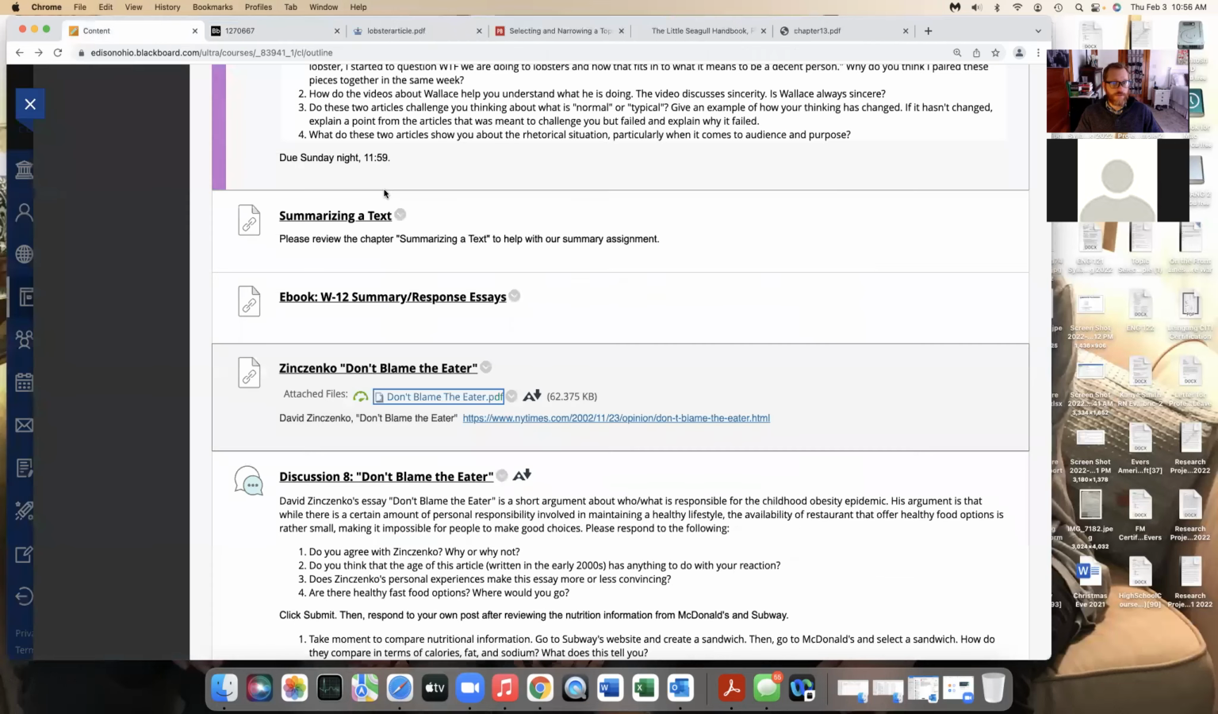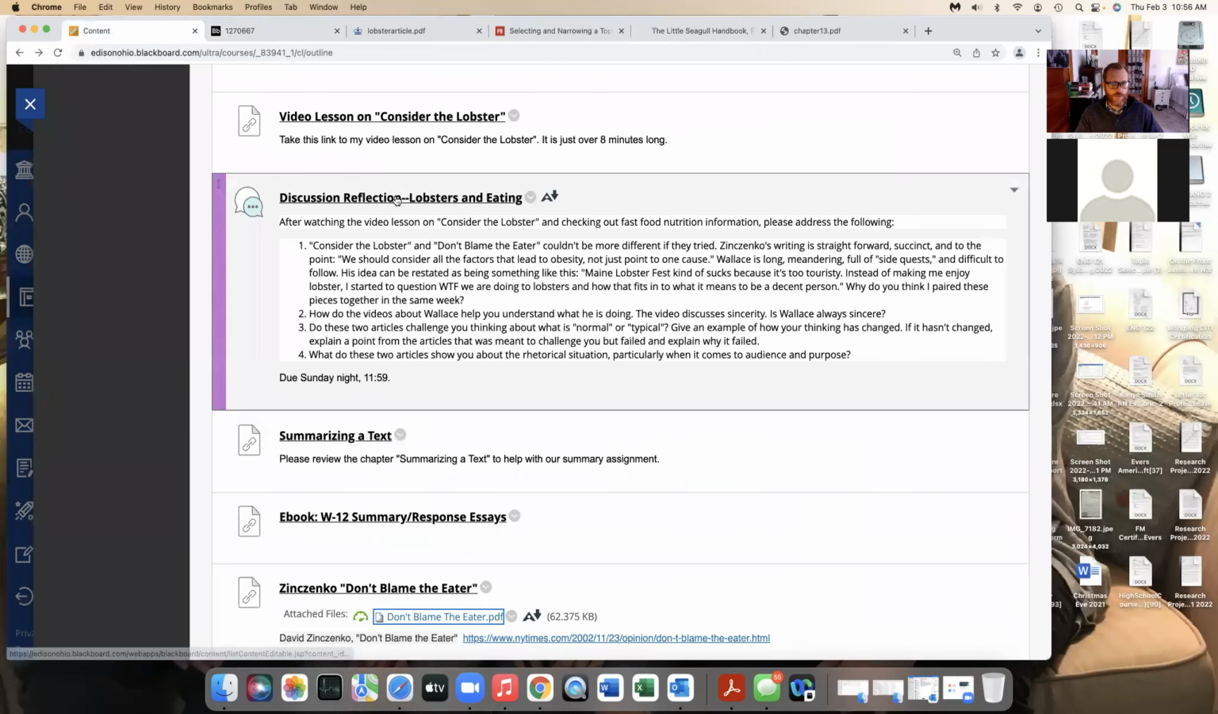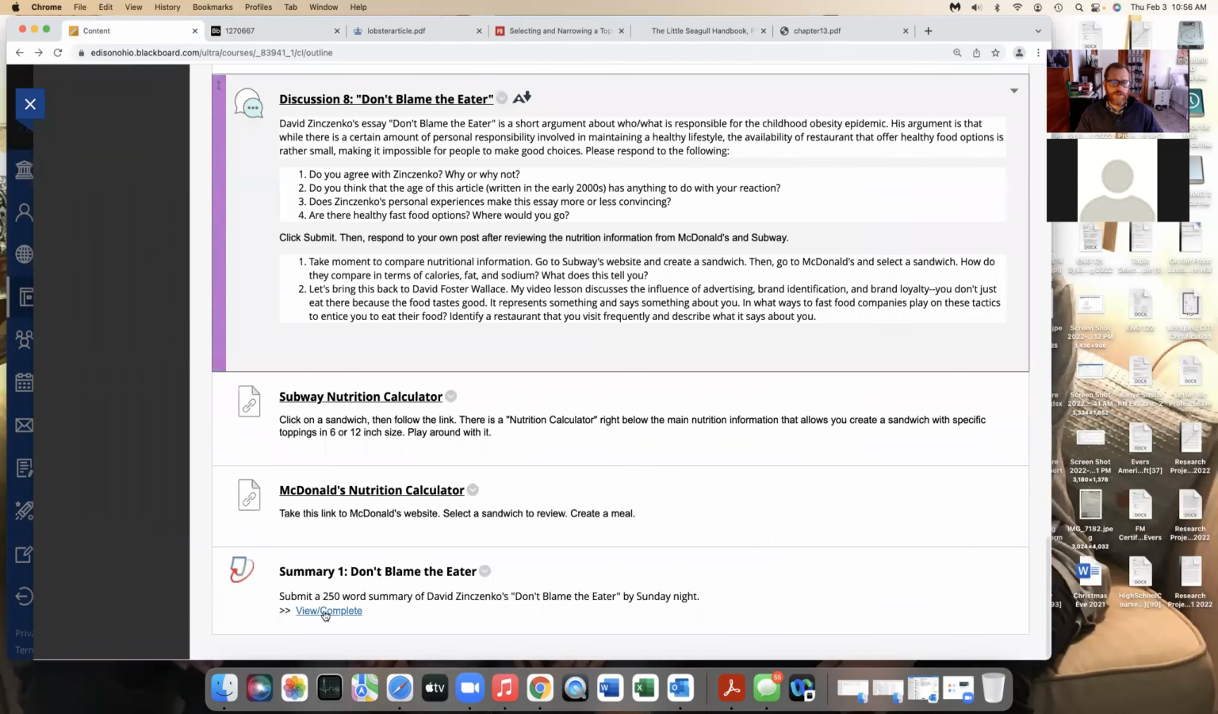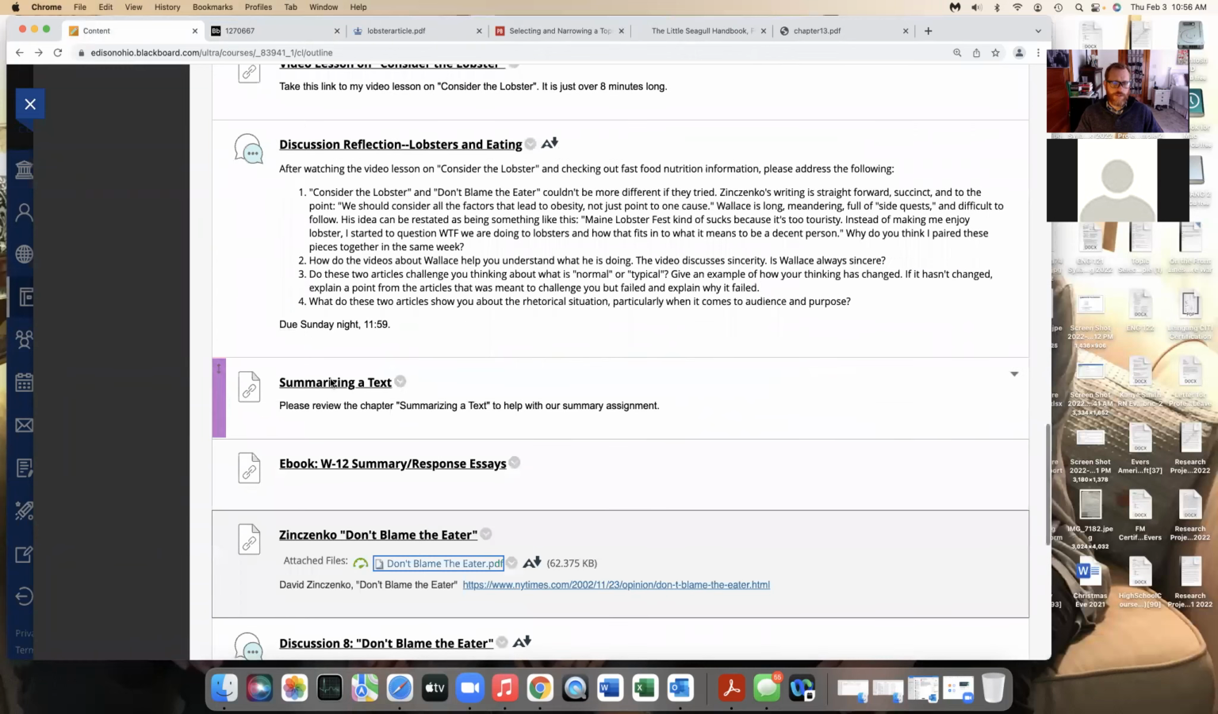This week's all about food. There is a discussion right here. So you'll need to read this before you do the reflection, because I do mention it. And there's some fun exercises to do in the discussion board when we talk about food. But then I'm also asking you to submit a summary. So there's a lesson on summarizing a text right here from our textbook.